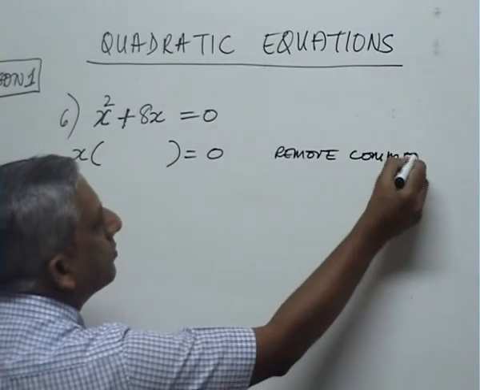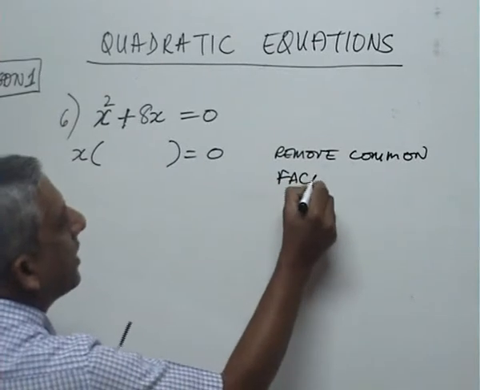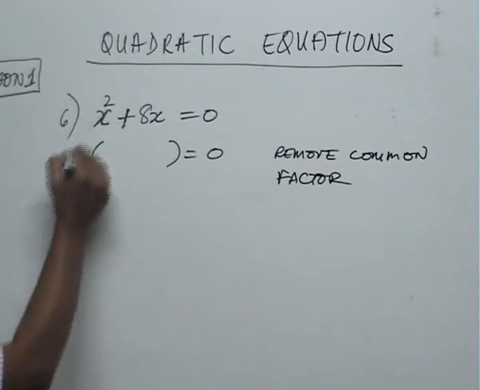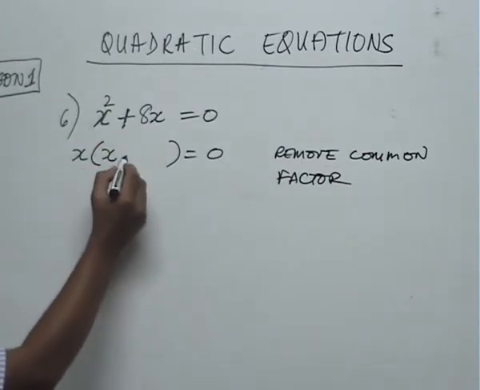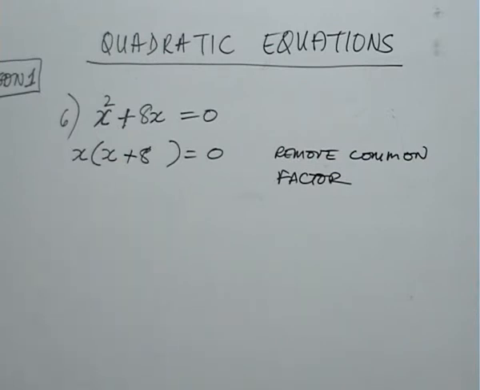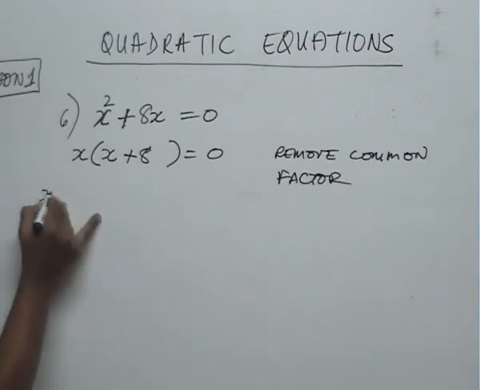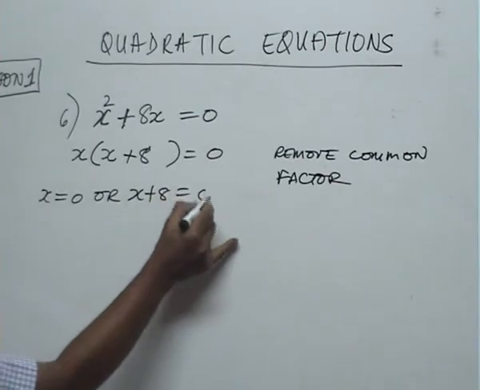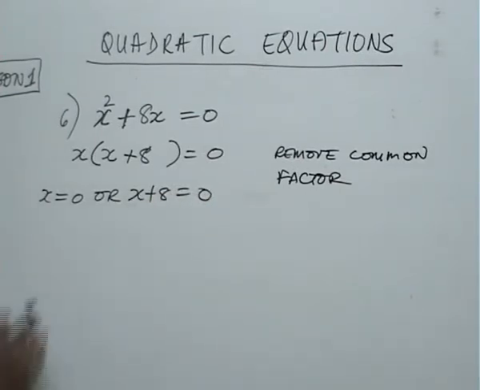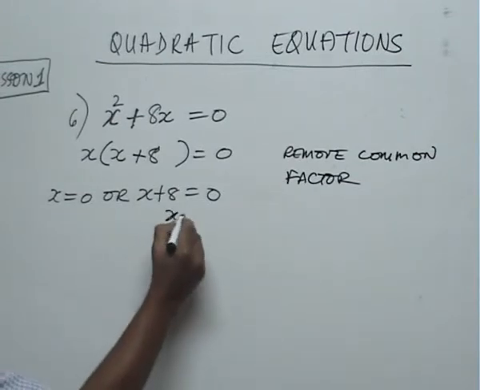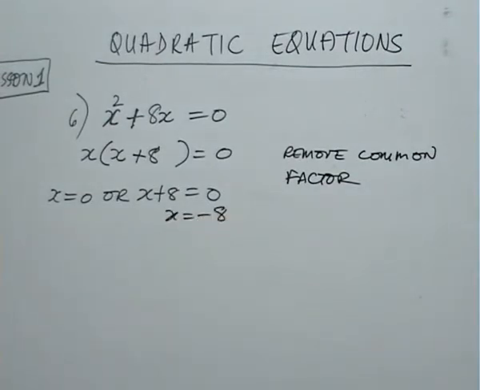So you've got to note that, right? You see, you're removing a common factor. So x squared divided by x will give you x, plus 8x divided by x will give you plus 8, and now it is factorized, and now you make each factor equal to 0. Therefore, x is equal to 0 or x plus 8 is equal to 0. Now this one is already solved. Only this part has to be solved. So x is equal to minus 8.